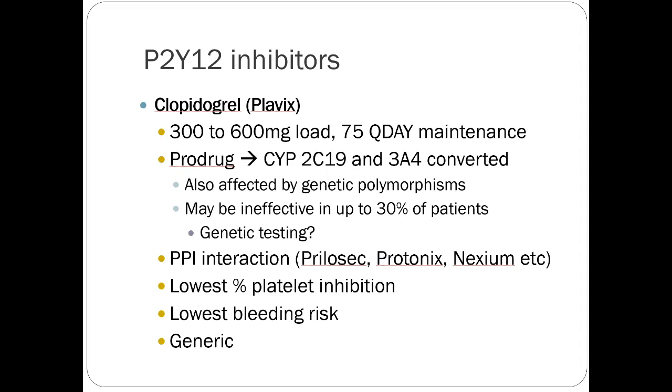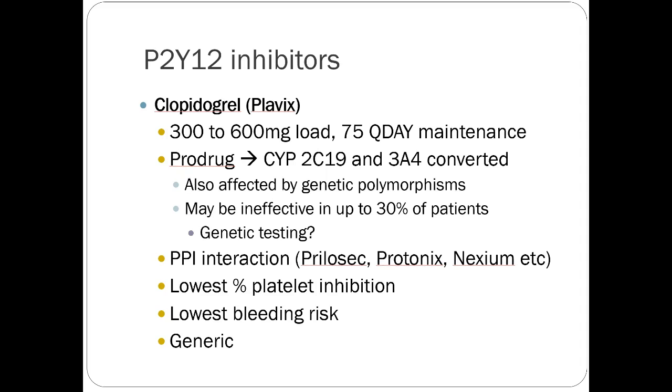Prodrug. This is an interesting prodrug. I think I used this as an example in the first lecture we had, which is probably long gone in your brains by now. But remember, a prodrug is something that needs to be converted by the liver into its active form. So for clopidogrel, if you have genetic polymorphisms that diminish your ability to metabolize things via CYP2C19 or 3A4, then you might not get the full benefit of Plavix.